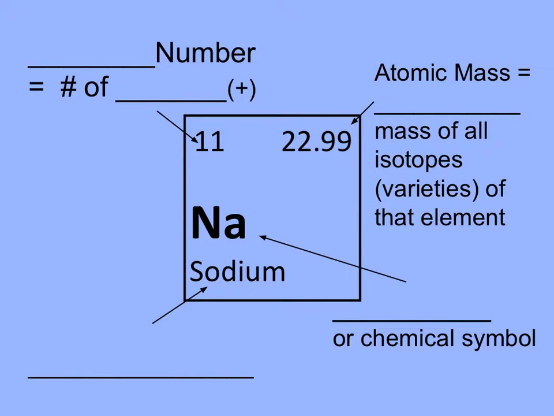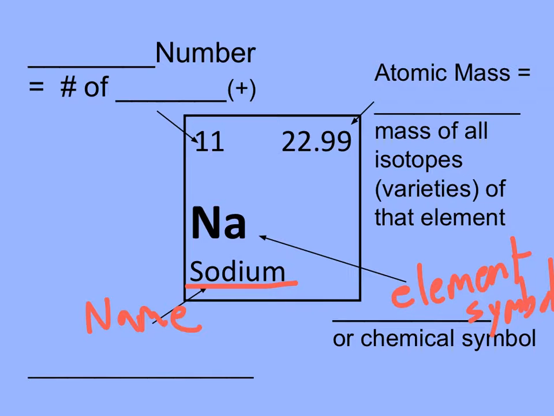Okay, so we want to take a look at what each square on the periodic table can tell us. The first thing that it can tell us is what's the actual name of the element. So this one is sodium, and it's also got a chemical symbol or an element symbol. And that element symbol always has a capital letter to start with, and if it has two letters, the second one will always be small.